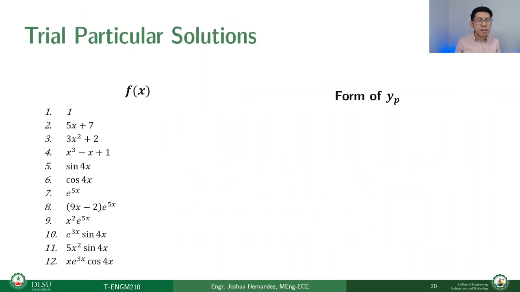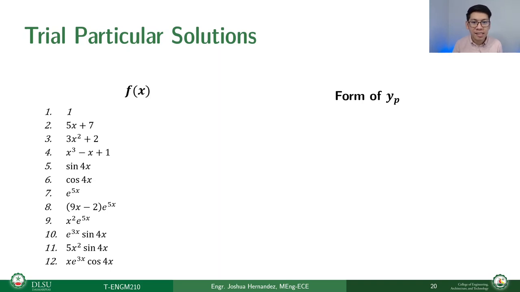Okay, let us now proceed and have an exercise. Let us try and figure out, guess, what will be the form of our yp, our trial solution, for the following f of x as shown on the screen. Number one, we have a constant 1. When our f of x is like that, what should be the form of our yp? Pause this for a while and try to guess.